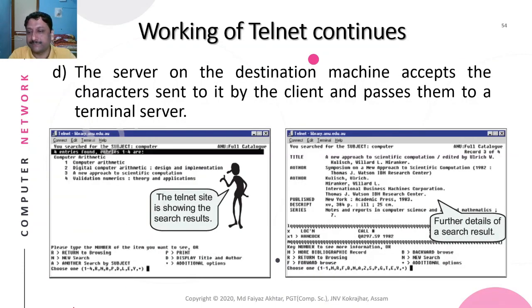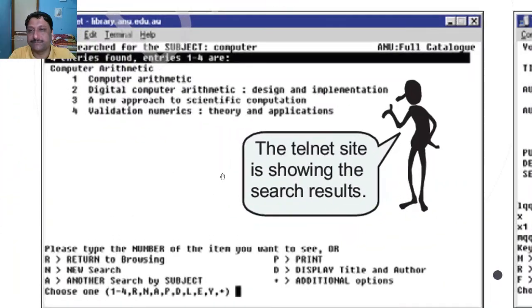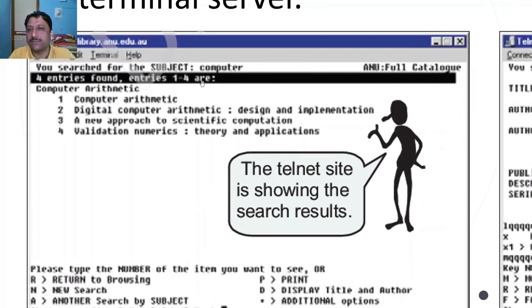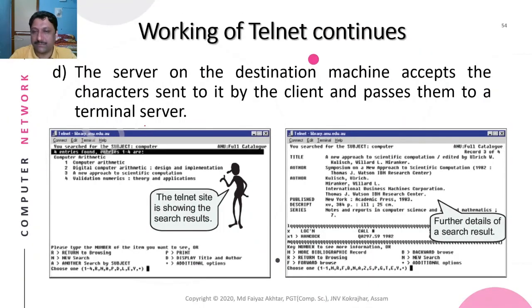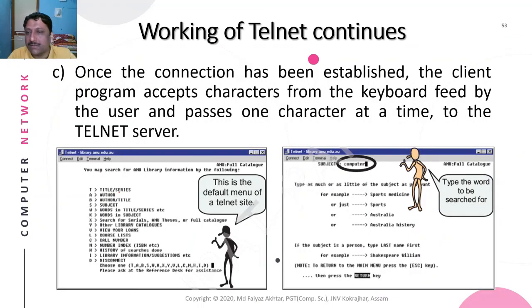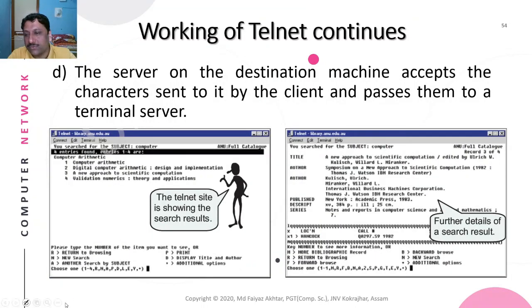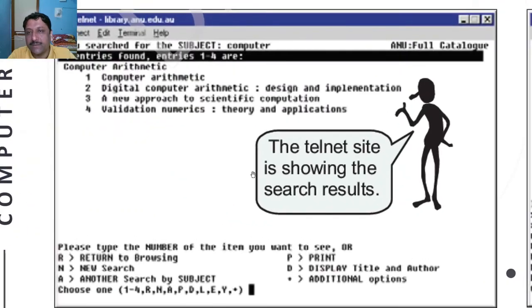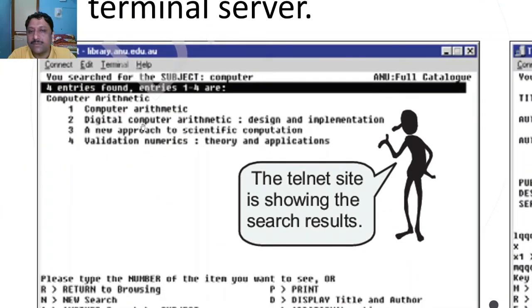See here how we are going. Entries found. Actually, here we have connected to a library, the ANU library, and the menu is displayed. Someone has chosen the computer subject, and it shows many entries, meaning these books are available under the subject computer.